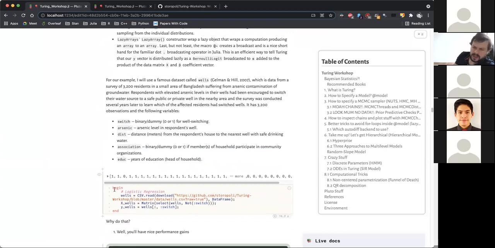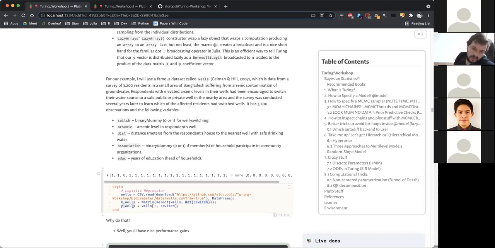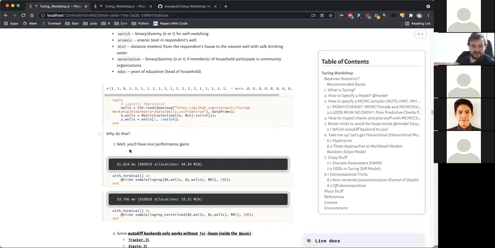And then here's something just to get the data. I make XWell, a matrix without the switch variable. So it's all the data without the dependent variable, our Y variable, the switch. And YWell is just all observations of the column switch. So it's just an Int64 vector with 0 and 1, and here it is. Our whole 3,200 observations.